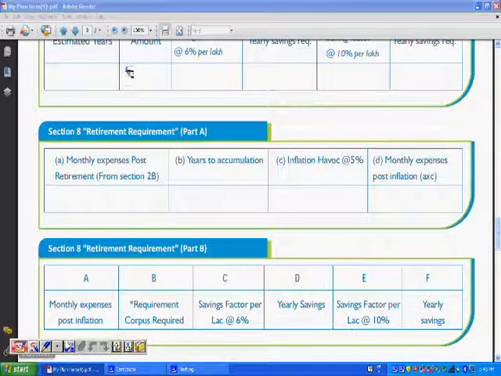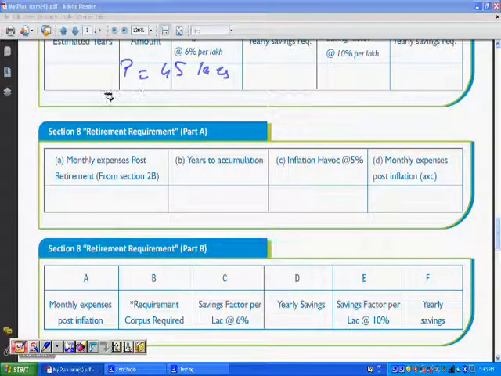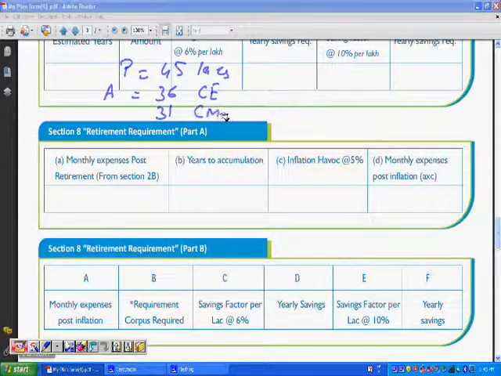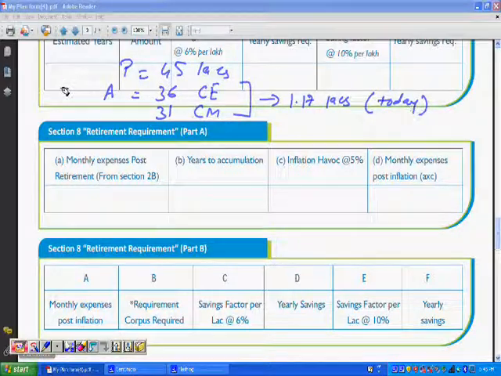Been able to figure out is that your protection requirement as per example is around 45 lakhs, and you need to accumulate around 36 lakhs for your child's education and 31 lakhs for your child's marriage, for which you will have to start saving around 1,17,000 rupees from today, right? So we've been able to come to this figure and consensus. As per example, I'm quite sure you would have been able to come out with a figure for yourself which would be suitable for you, right?